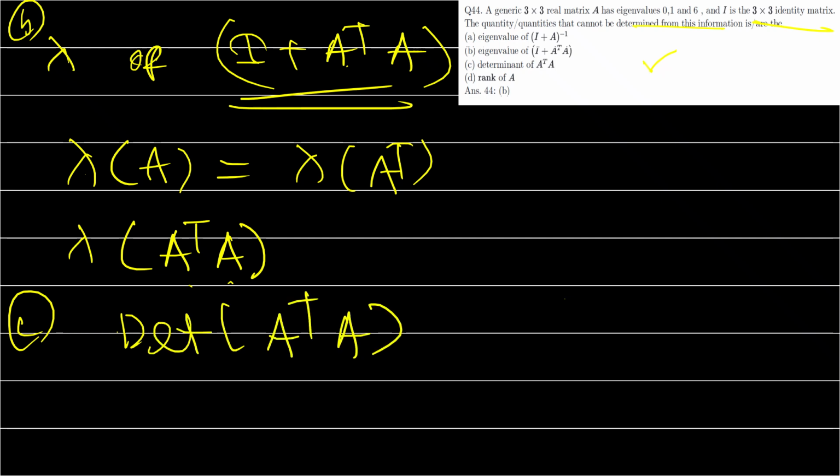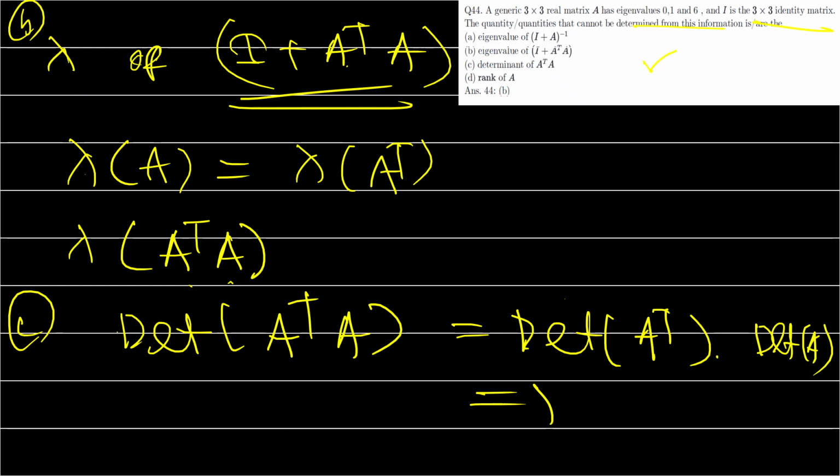So basically the determinant of A transpose A can be written as the determinant of A transpose times the determinant of A. Now we know the eigenvalues of A transpose. It will be the product of all the eigenvalues. Similarly, it will also be the product of all the eigenvalues. So we can know the determinant of A transpose A by knowing the eigenvalues.